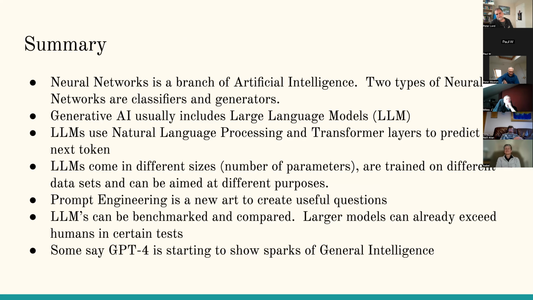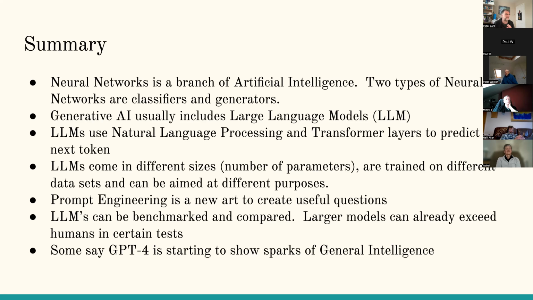So just a summary now, and we're definitely rounding off now. Yeah, I know it's been a long talk. So we know now neural networks are a branch of artificial intelligence. Two types of neural networks are classifiers, the old classic type, and this new generator type. Generative AI usually includes large language models, which we talked a lot about. Large language models use natural language processing and transformer layers to predict the next token. That's what they're all about. Large language models come in different sizes, meaning number of parameters, can be trained on different data sets and can be aimed at different purposes.